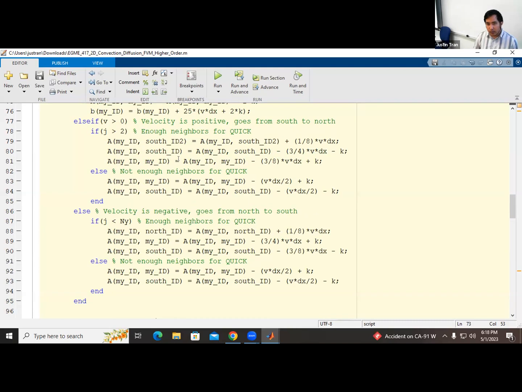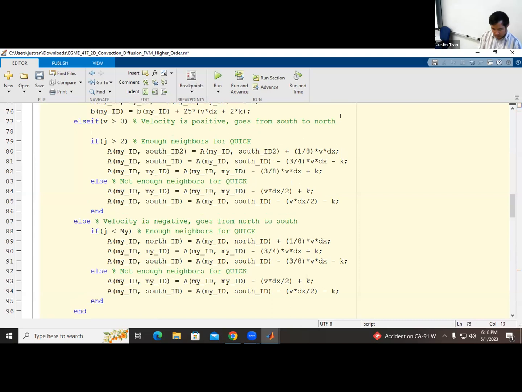Okay. And then once again, we're going to check the velocities. We first check if v is greater than 0. If v is greater than 0, that means we're going to put our extra neighbor on the south. If we're going to put an extra neighbor on the south, we have to make sure that it exists, so we check that. If j is greater than 2, that means we have not only our south neighbor, but another neighbor to the south of that. That's what this code does right here.